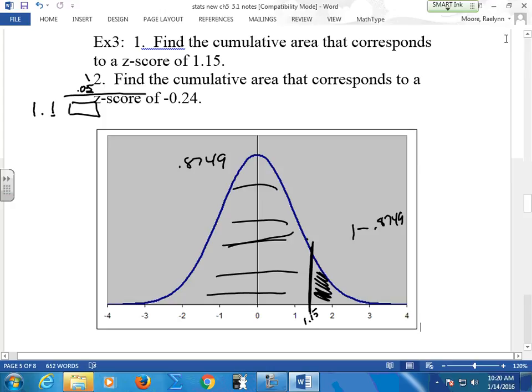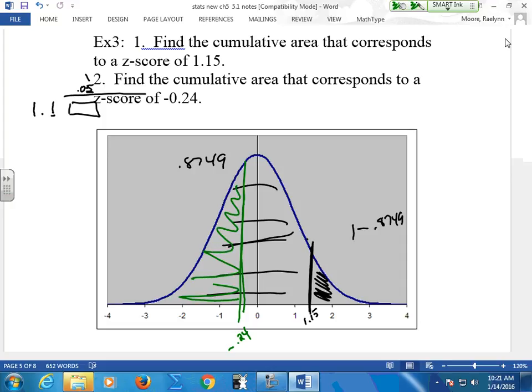So we want to find an area that corresponds to a z-score of negative 0.24. Between what two z-scores on the bottom of this graph will I find negative 0.24? Between 0 and negative 1. So it would probably be closer to the 0. When I look this up, I get the area to the left. Should it be less than 50% or more than 50%? Less than 50%. So look up negative 0.24.